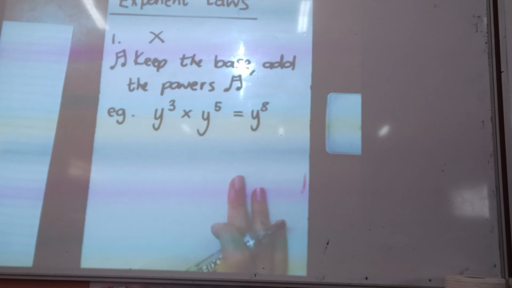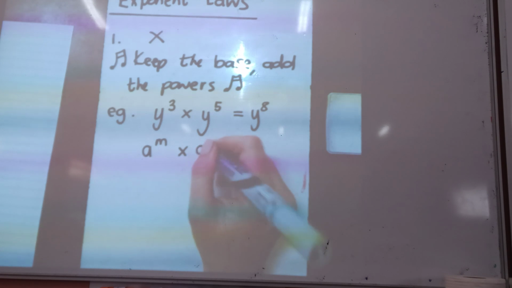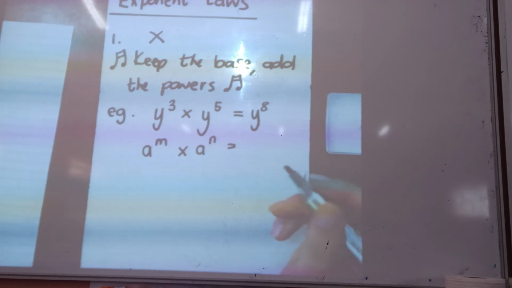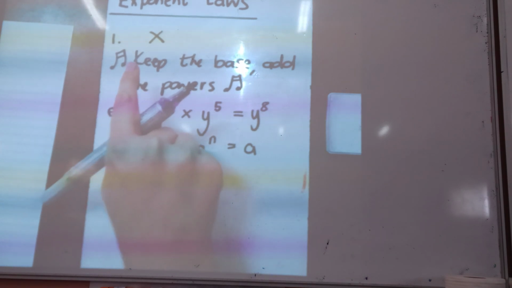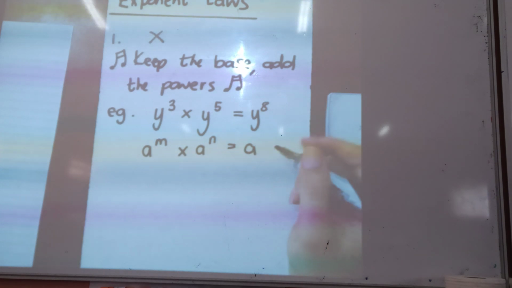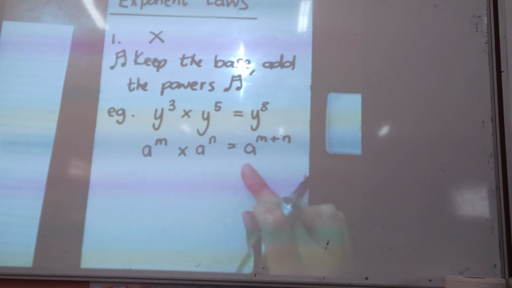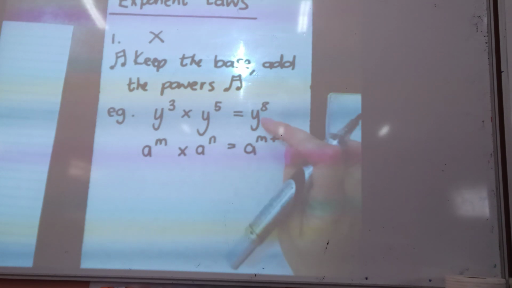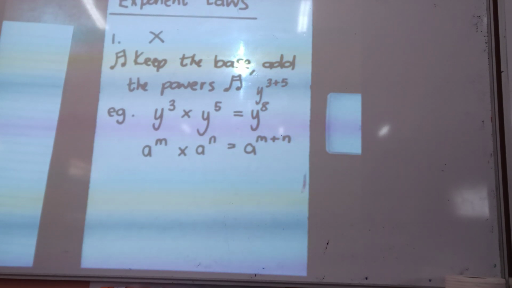Okay. Another way that this could look would be a to the power of m times a to the power of n. Multiplying, same bases. What do I do? Keep the base. Add the powers. So what would it be? A to the power of m plus n. Keep the base. Add the powers. Is that the answer? Yes. Just like here, you literally said y, 3 plus 5, and you wrote it as y to the power of 8. This is m plus n.